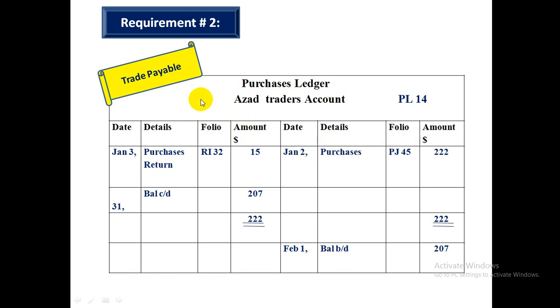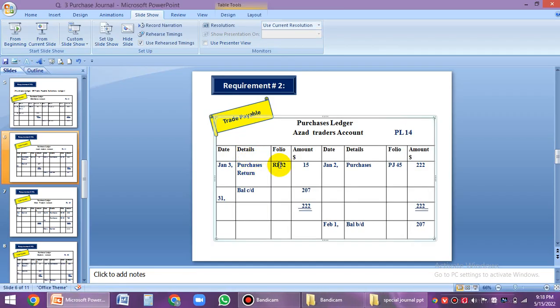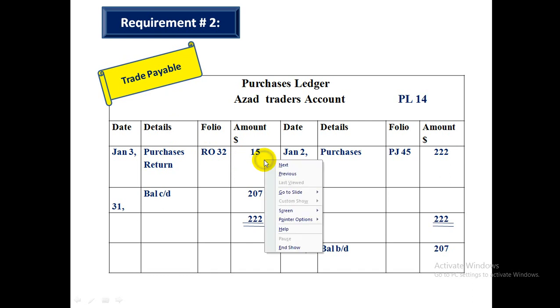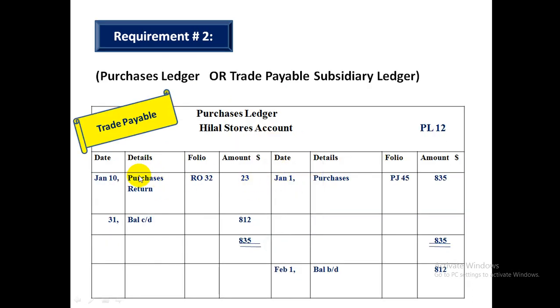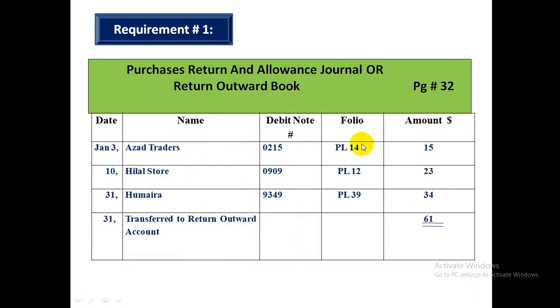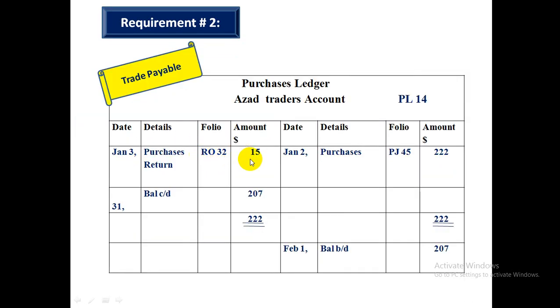Whenever we return goods to the supplier Azad Traders, the return will definitely decrease the liability account of Azad Traders. Again, we should give it the number RO, that is return outward journal, that we had picked up from the return outward journal. We had returned goods to Azad Traders. $15 goods were returned on January 3. So this is how the amount came here.